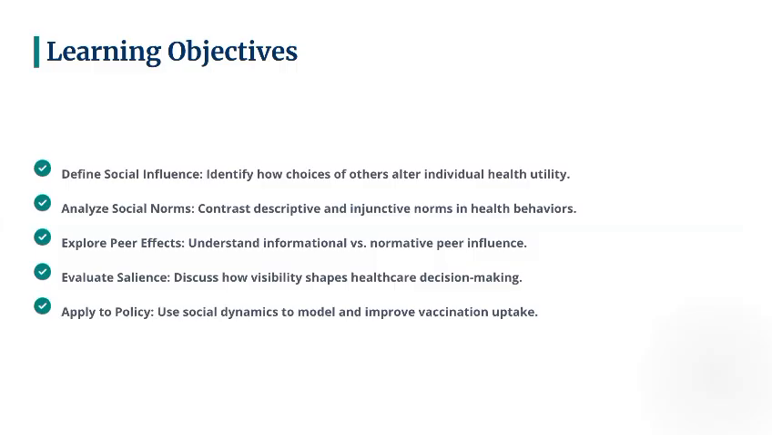Now, moving towards the learning objectives, our session today has five key goals. First, we will define social influence and see how the choices of others alter our personal sense of utility. We will analyze social norms, contrasting what people actually do with what they ought to do. We will explore peer effects, distinguishing between learning from friends and conforming to them. We will evaluate salience, why visible risks get more attention than silent ones. Finally, we will apply these to policies, looking at how we can use social dynamics to improve vaccination rates.